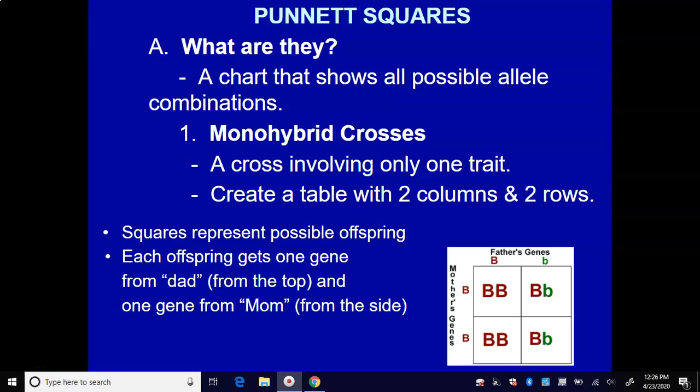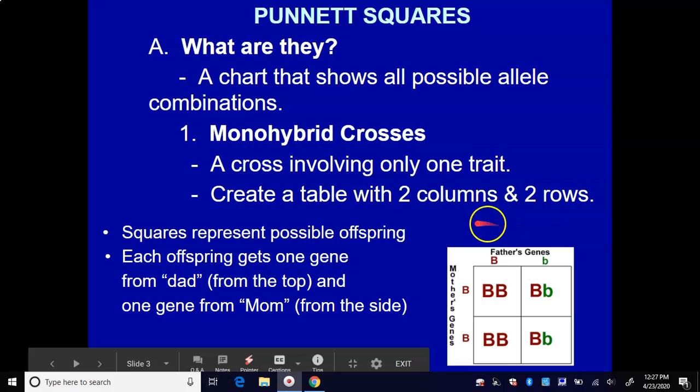So a Punnett square is a chart that shows all possible allele combinations for offspring. Basically you're going to be given the genotypes of two parents, and the inside of the Punnett square is going to show you the possible genotypes of the children. By using the genotype, you should then be able to find the phenotype.